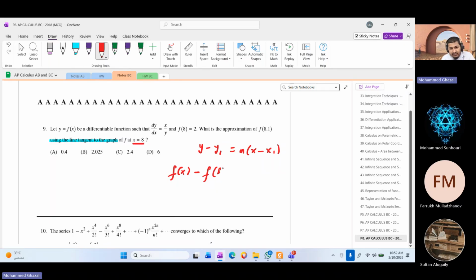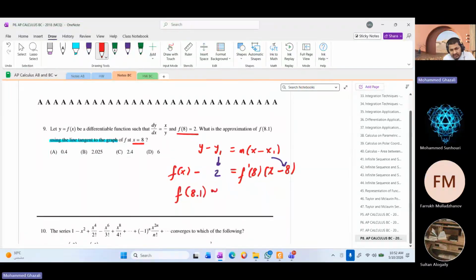So we need to find f of 8 is equal to m. m is the derivative evaluated at 8. And what is the value of x? We don't know, but we know what the initial value is. x1 is 8. Remember, this is just a coordinate. We can just put down 2 here, right? This is 2, and x1 is 8. Now remember what we are finding. We're finding f of 8.1.